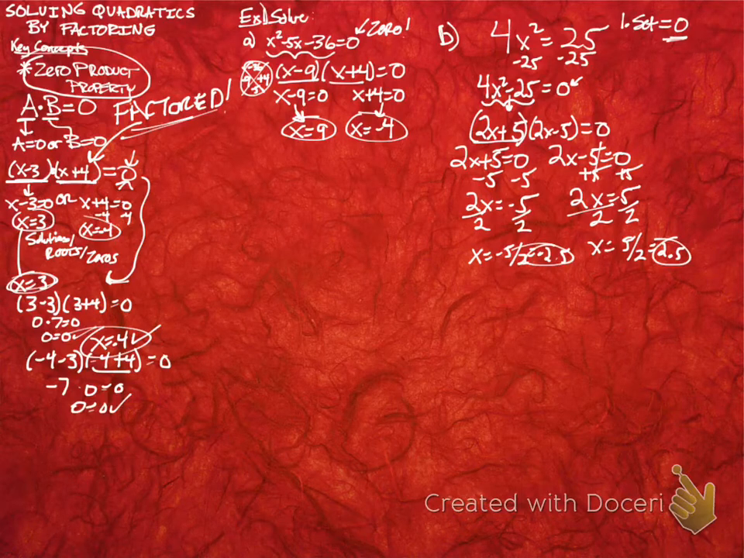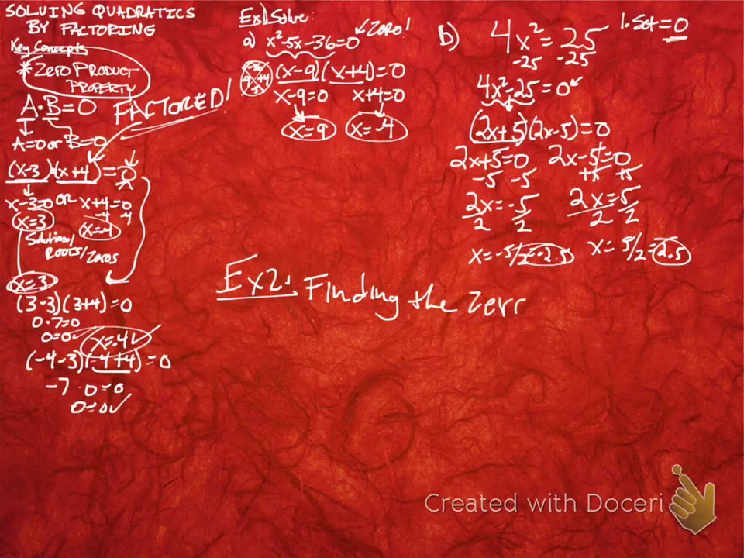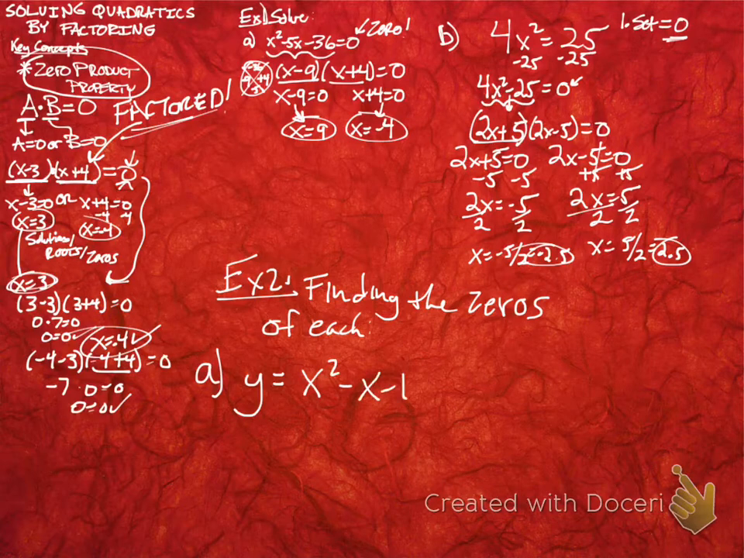Let me show you something else that is going to be quite useful. Let's take a look at finding the zeros of a function. So let's call this example 2. Finding the zeros of each. I'll do two of them with you. So let's call this part A. For A, let's say I have the function y equals x squared minus x minus 12.